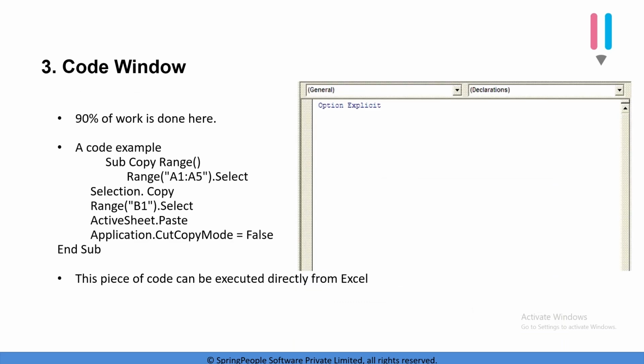The third window, and the most important window you can say, is the code window. This is where we write most of our code, as you know.